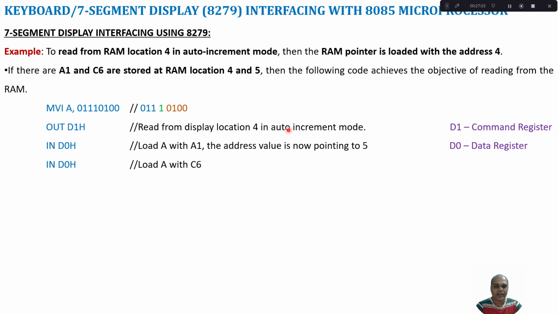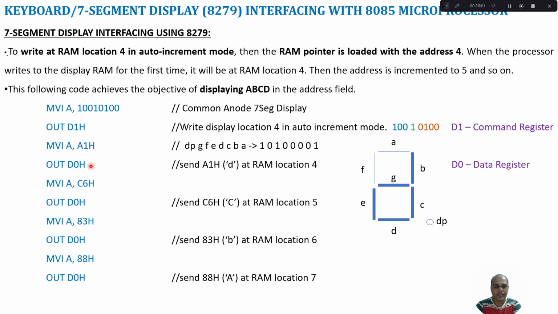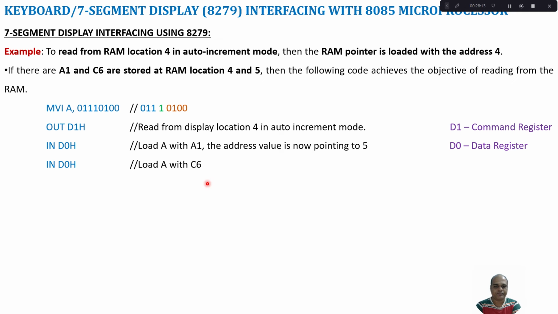So thereby in RAM location 4 we have A1, which we have already stored here. You can see in 4 we have A1. So this A1 will be read. After that the address location automatically gets incremented to location 5. So thereby C6 will be read. So the first IN instruction will read A1, second IN instruction will read C6 by the CPU. So this is how we read from a RAM location.